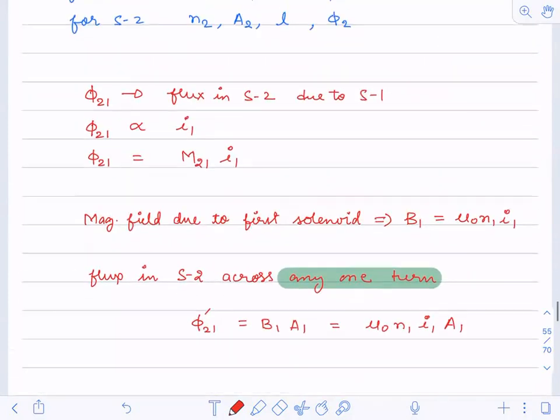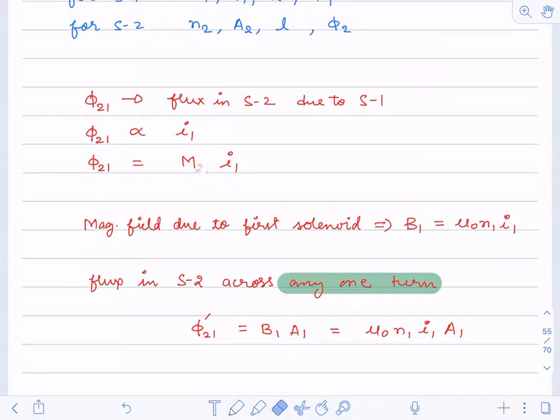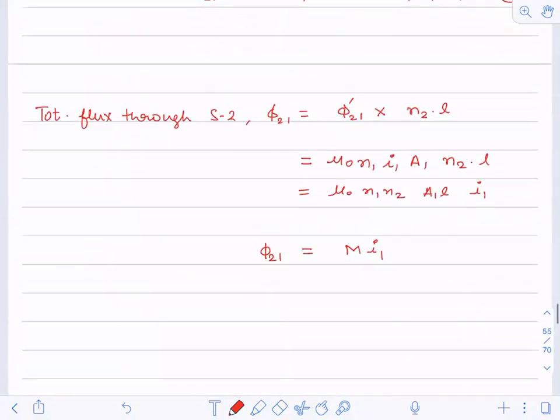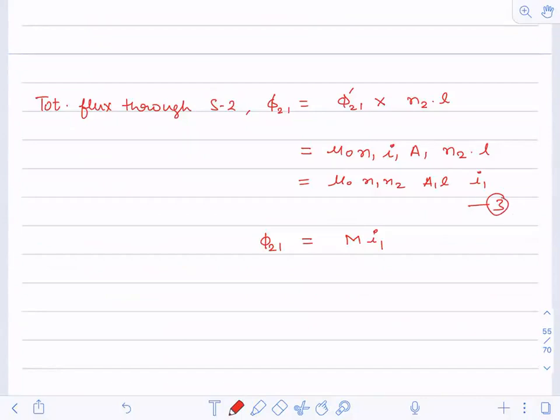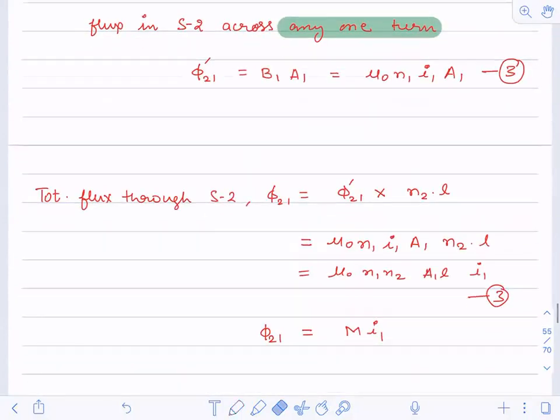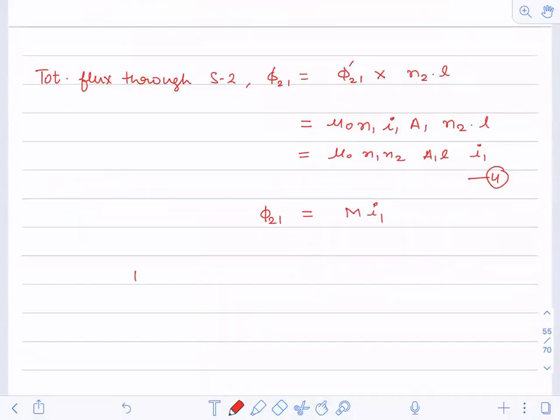Now, have we calculated that flux in 2 due to 1 is also M into I1? Just see this equation over here. Equation number 1. Yes, all of you just see this equation number 1. So after that equation, what will be the value of M now? Will it be mu naught N1 N2 into A1 into L?